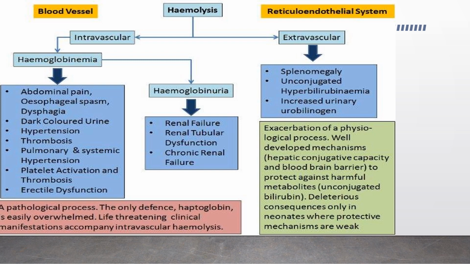Now, hemolysis, intravascular or extravascular, you can see what will happen. Intravascular can lead to renal failure, and it leads to so many other symptoms: abdominal pain, esophageal spasms, dysphagia, difficulty in swallowing, dark colored urine, hypertension, thrombosis, and the resultant complications therein: thrombosis, hypertension, pulmonary and systemic, platelet activation and thrombosis, erectile dysfunction. And extravascular because it's in the cells, splenomegaly, unconjugated hyperbilirubinemia, urobilinogen is increased.